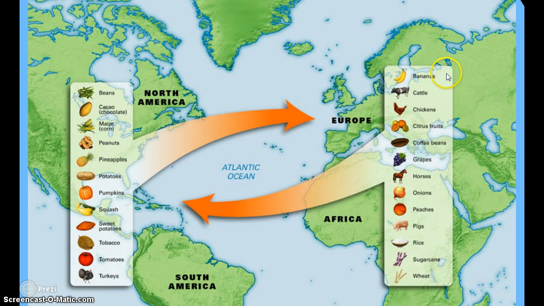Over here, the Europeans are sending over things that are really important, like cattle, chicken, coffee, horses, pigs, and maybe perhaps most important, sugar, which we learned about last time is going to be the reason all the slaves are coming.